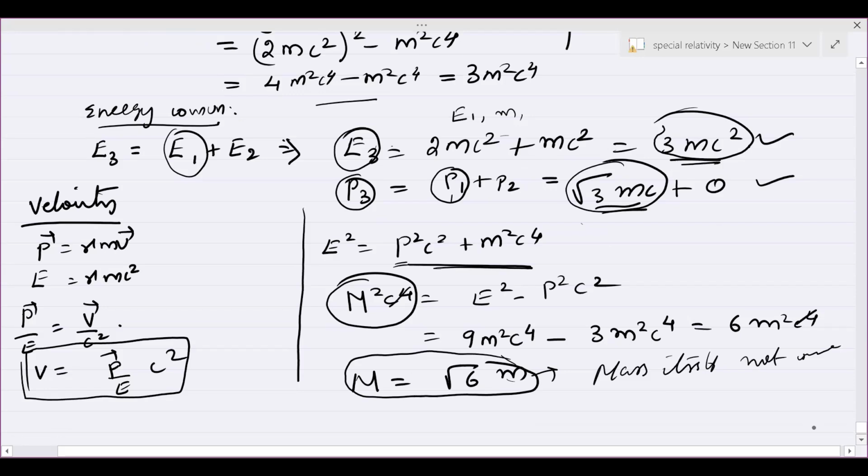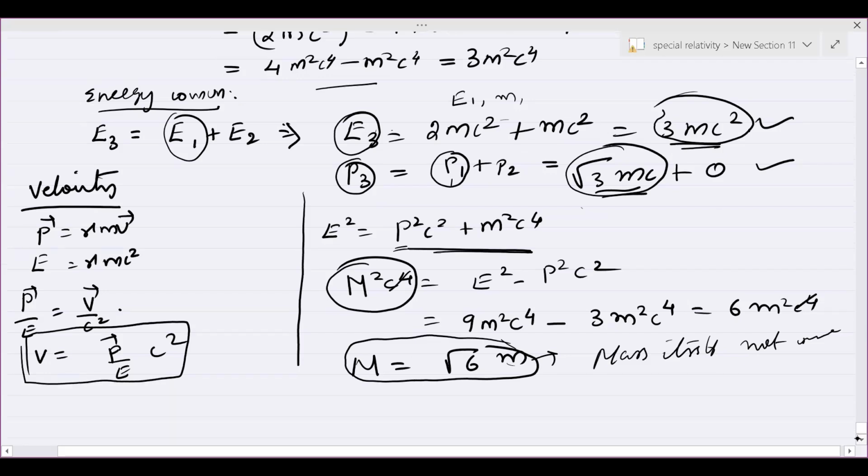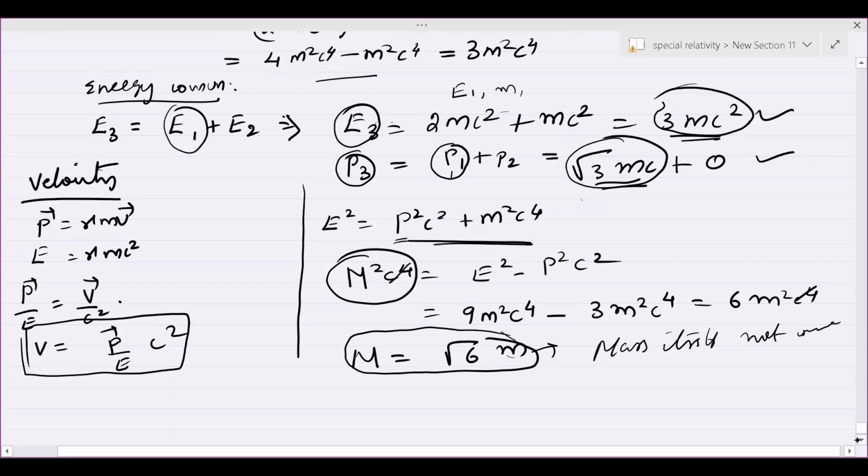So we have all that we need here because we know the final momentum. It's root 3 mc. So we can say that v is equal to the final momentum, root 3 mc, which we calculated here, divided by the total energy. Total energy is 3 mc square, and multiplied by c square.